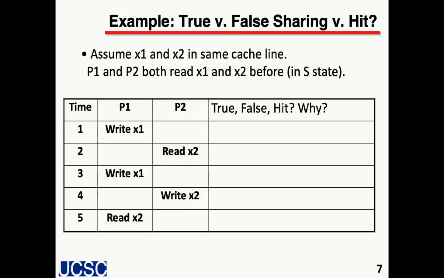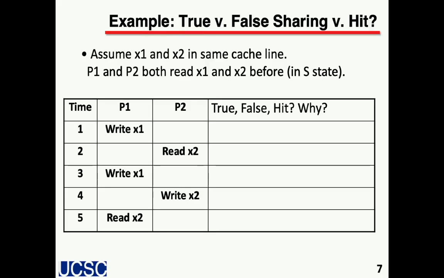OK, so we have two different words, x1 and x2, but they happen to be in the same cache line. And so we're asking whether it's true or false sharing. So remember, true sharing is when it's the same word, and false sharing is when it's different words, but they happen to be in the same cache line. So initially, they both had the data. They have that one cache line, and it's in the shared state.